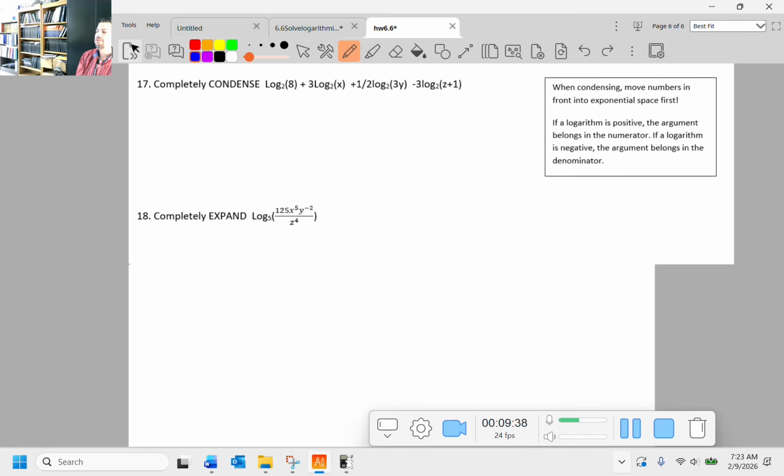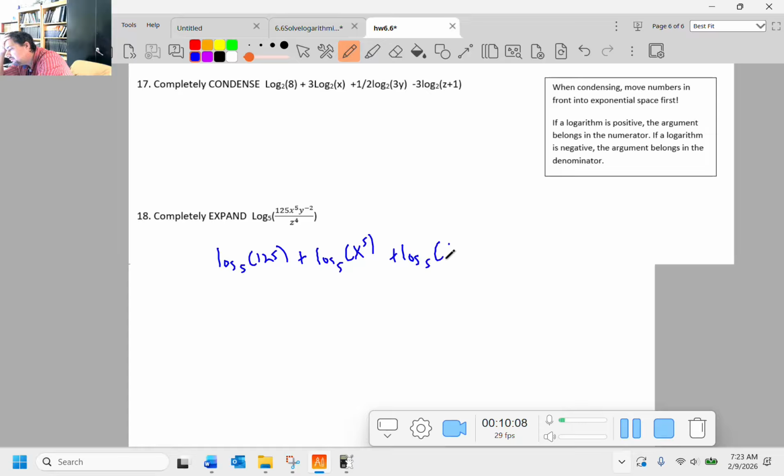Completely expand this logarithm. So I've got some text over here that tells you how to do this. If a log is positive, the argument belongs in the numerator. If a log is negative, the argument belongs in the denominator. We're just going to do that backwards. Every single thing that's in the numerator is going to be a positive log. Even this guy, even though he's in the wrong spot, it'll take care of itself. All right, the only negative thing is down in the denominator, at least for now.